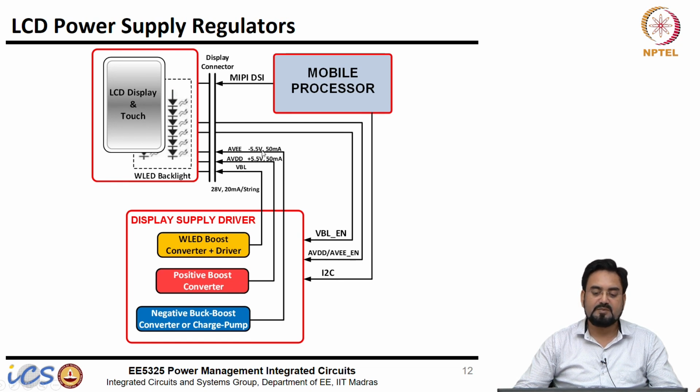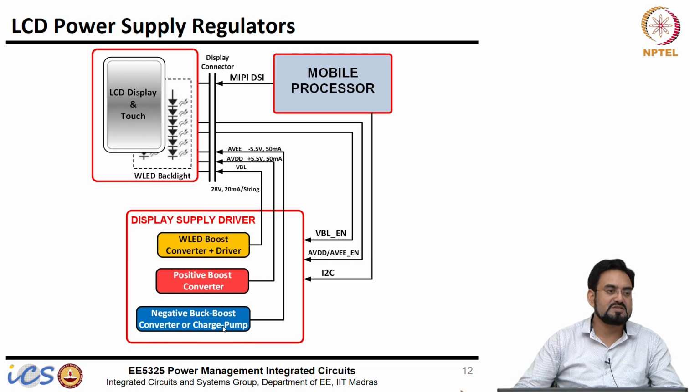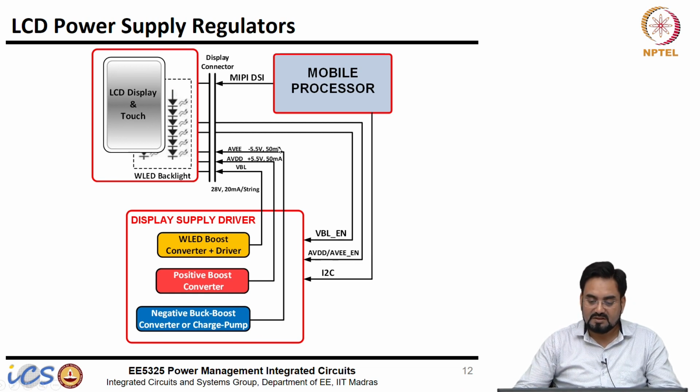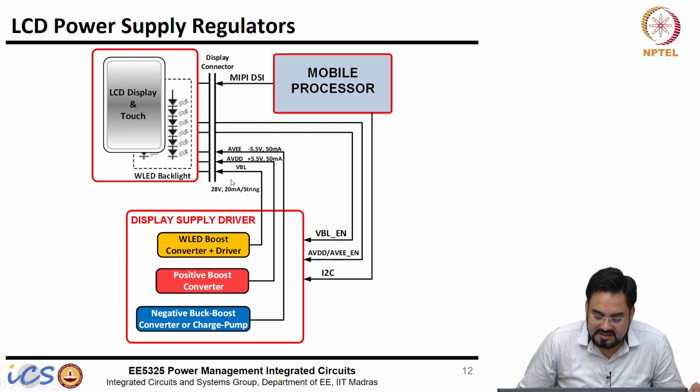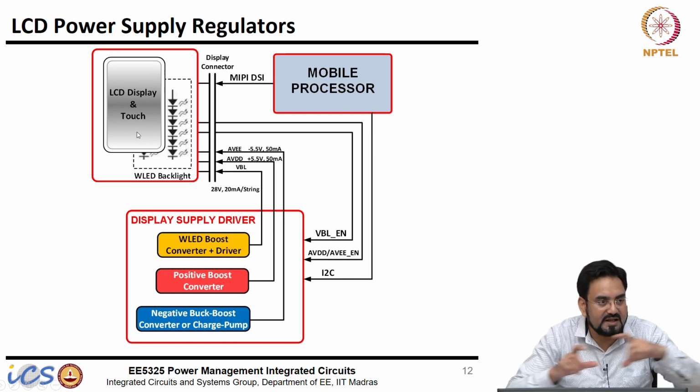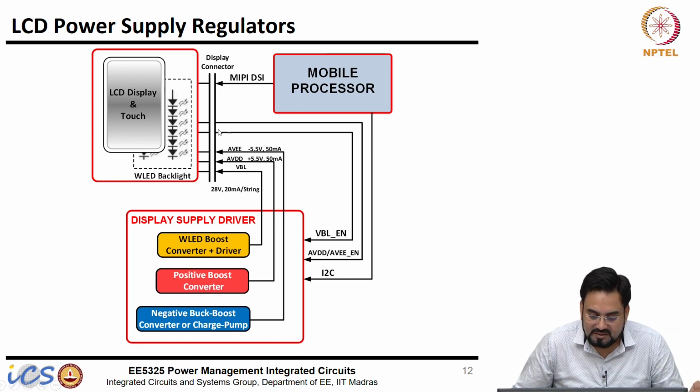So that's basically the load current requirement for your white LEDs. Then we require minus 5.5 volt, 50 milliamp, and that comes from a negative buck boost converter, or you may use a charge pump also. Charge pump means a capacitive switched capacitor. And everything is controlled by, so when I say this display has DDIC inside it, the panel actually. So some control signals may come from your mobile processor, and some may come from your display driver IC.